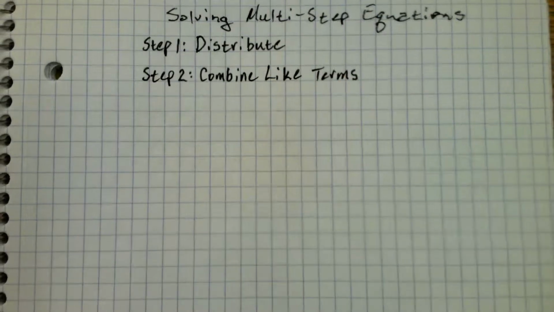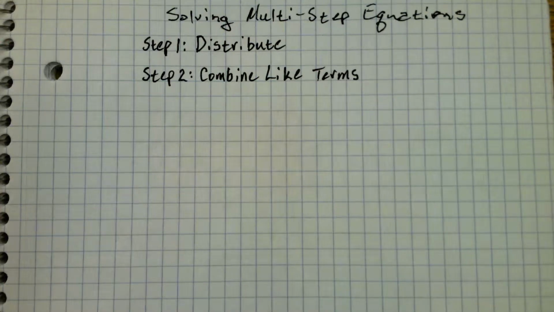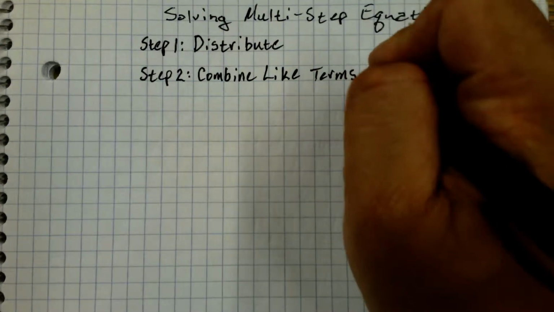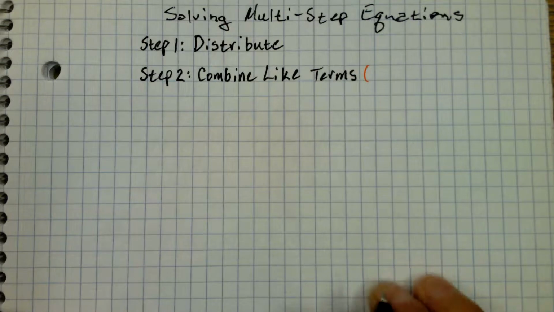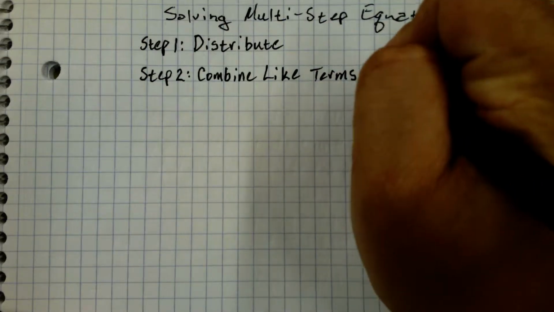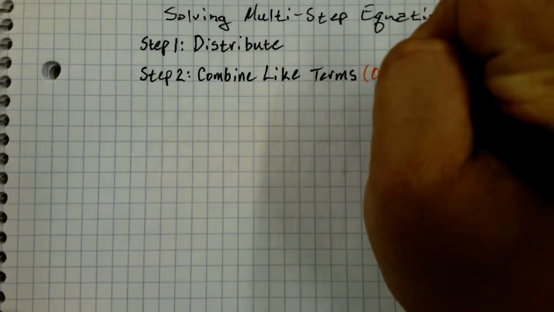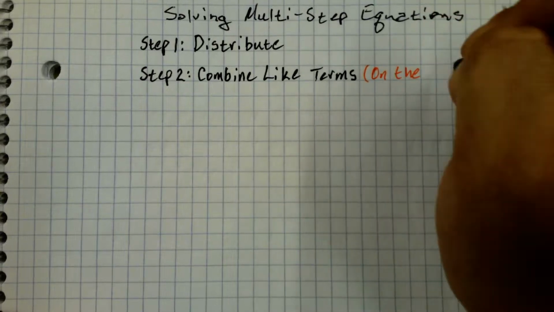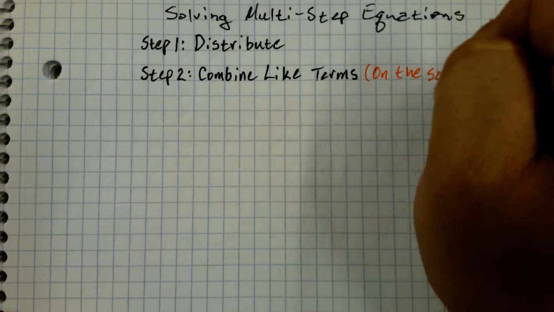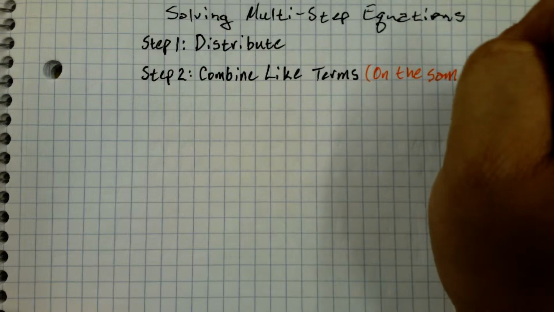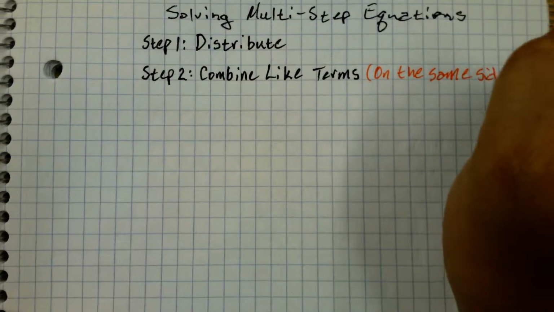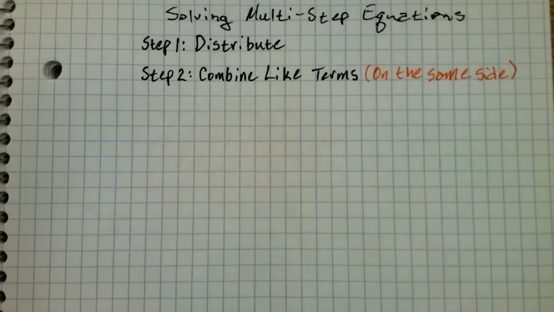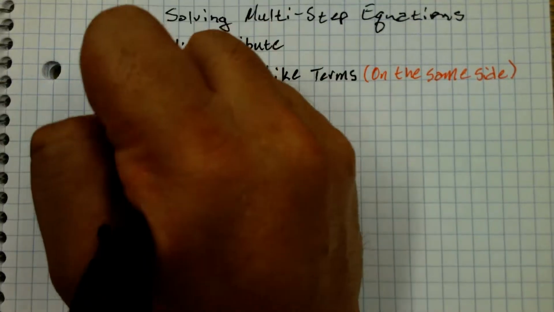But I'm going to add something to this. So in parentheses, next to combine like terms, we're just going to say on the same side, and that's on the same side of the equal sign. So combine like terms on the same side. When I add that extra step, you'll see why that's important. Okay, step 3.